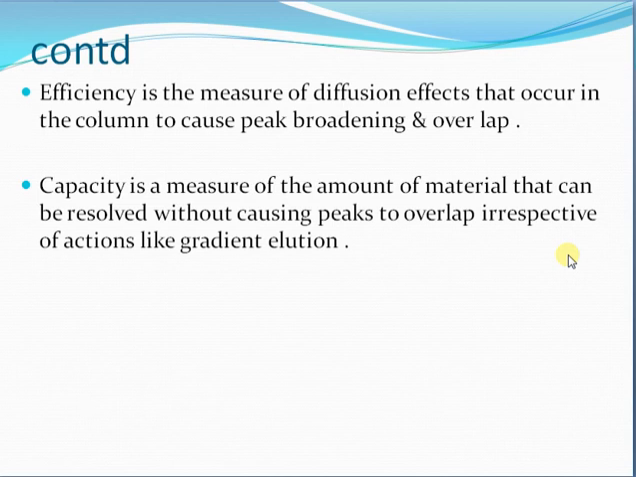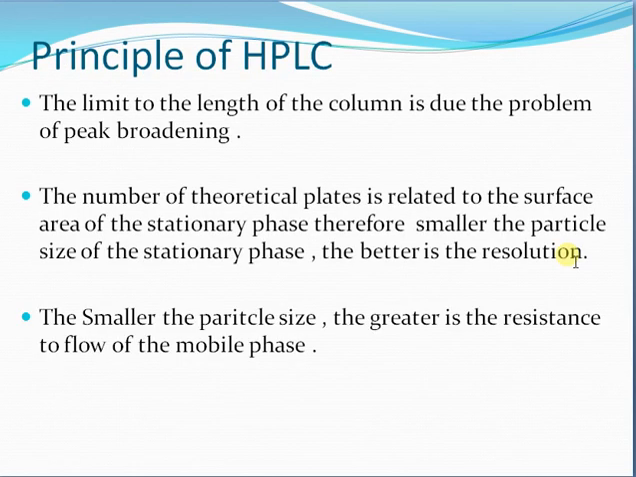Efficiency is the effect of distributions that occur in the column causing peak broadening and overlap. Capacity is a measure of the amount of material that can be resolved without causing peaks to overlap, irrespective of factors like gradient elution. So these are the principles of HPLC.